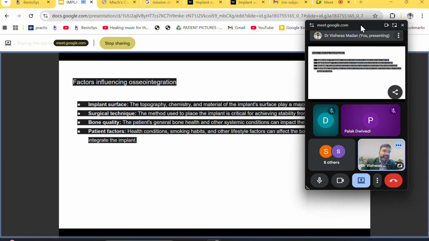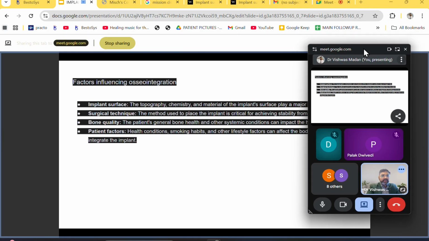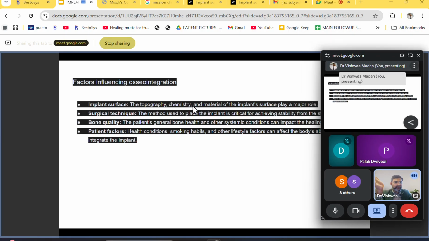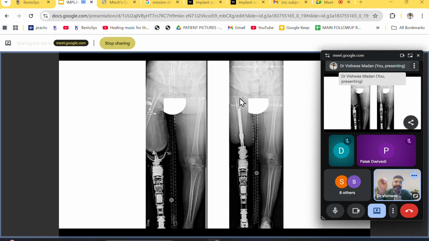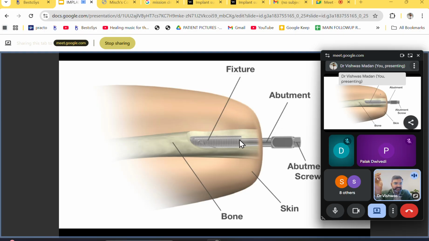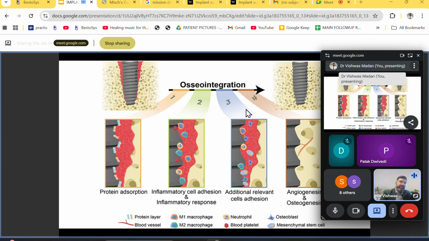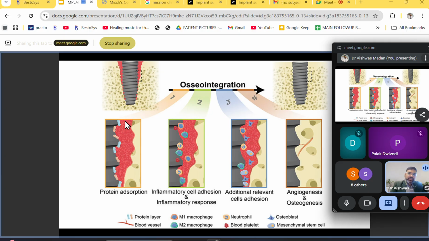So there are so many systemic conditions or other conditions, nutritional conditions, lifestyle conditions which may be affecting the bone quality, which we need to tell the patients before we actually do the procedure. And there are so many patient factors like smoking, like health condition, which can actually affect the integrity of the implant. So just like we orthopedics give prosthesis, we are no different. We give a dental prosthesis to the patient. And this is exactly how the osseointegration happens in the mouth.